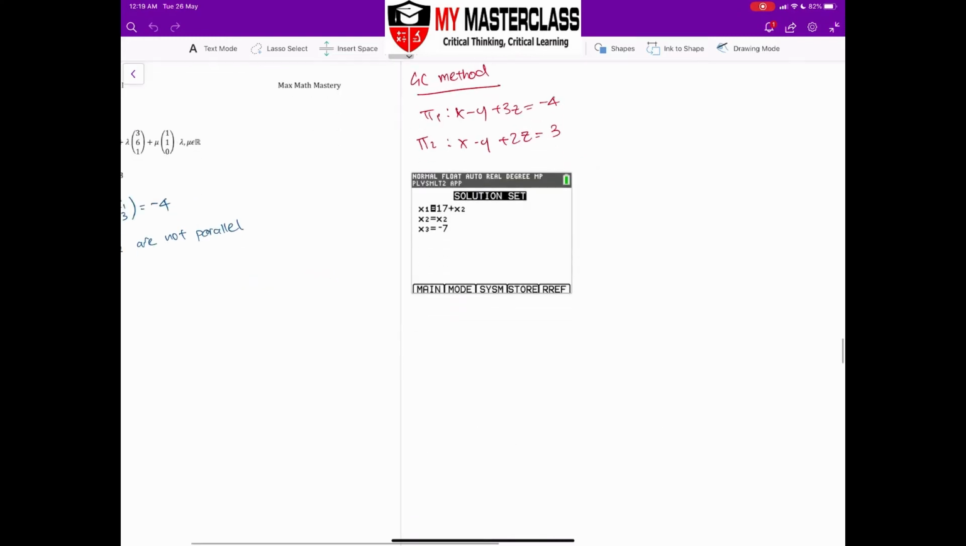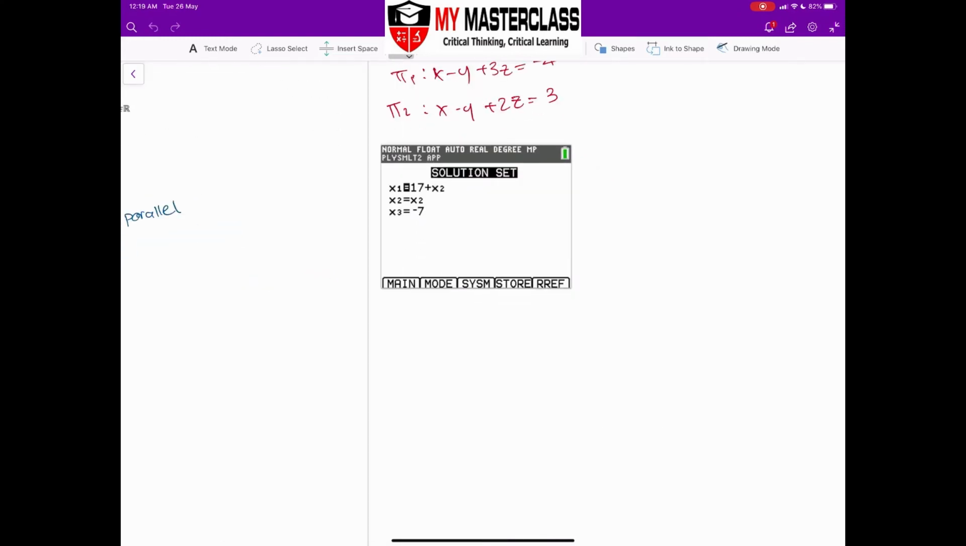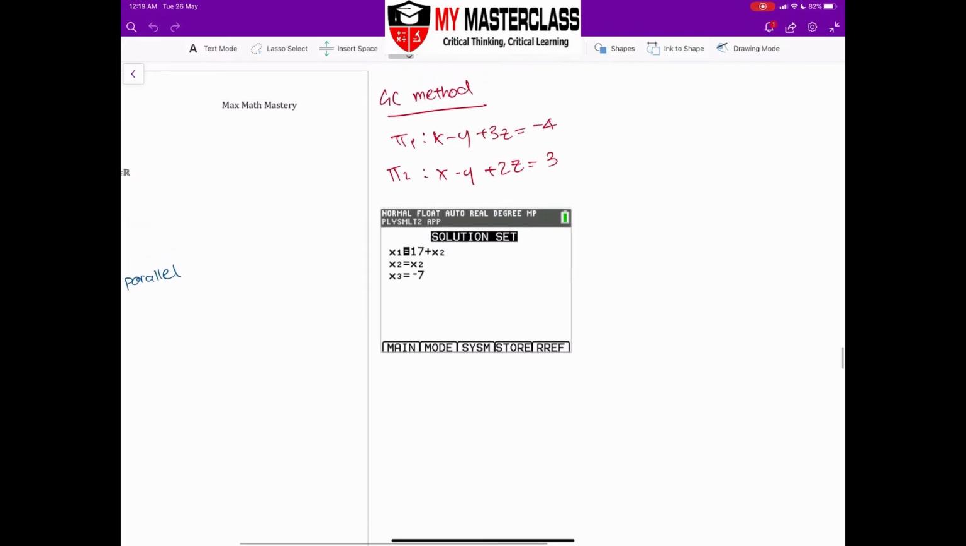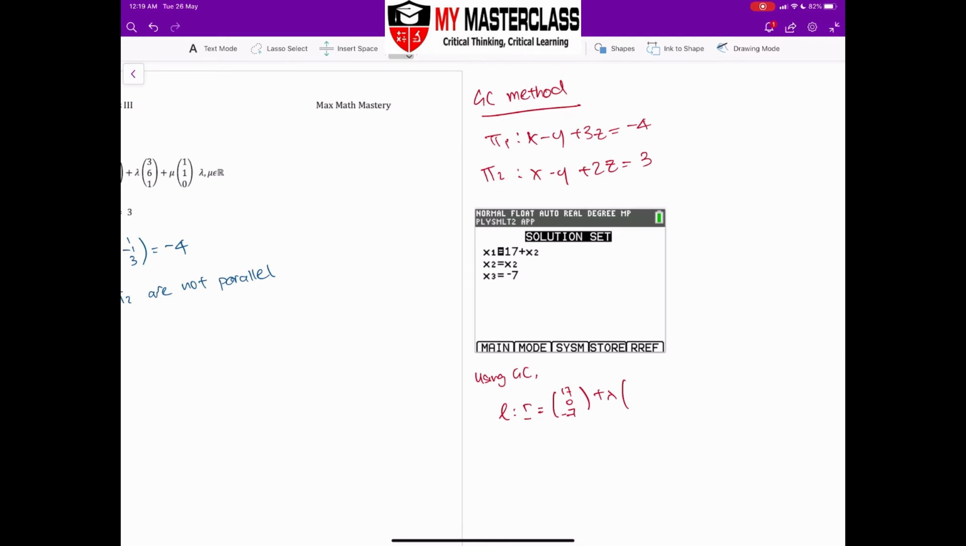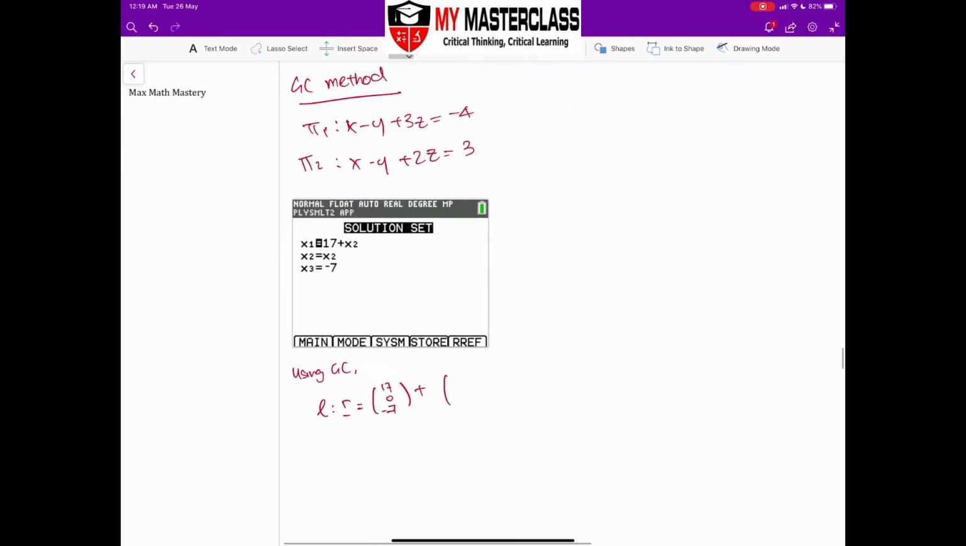So you should derive this as x1 equal to 17 plus x2, x2 equal to x2, and x3 equal to minus 7. Now this will represent a line equation. So how do I present my answer? Simply using the GC, the line of intersection will be l: r is equal to (17, 0, -7) plus lambda (1, 1, 0). Since the question already used lambda in the equation, let's not use lambda over here. We can use alpha, beta, s, t, u, v, it doesn't matter, so long as it's not lambda and mu. So (1, 1, 0), alpha is an element of the real numbers.